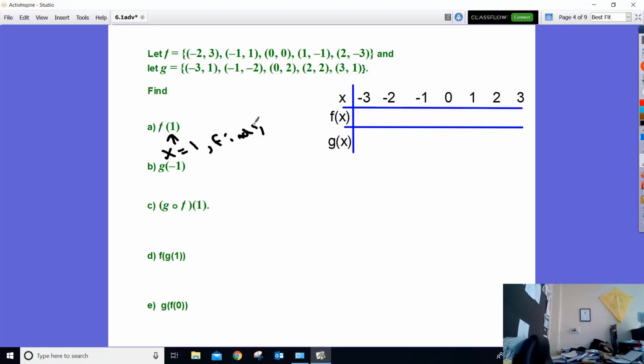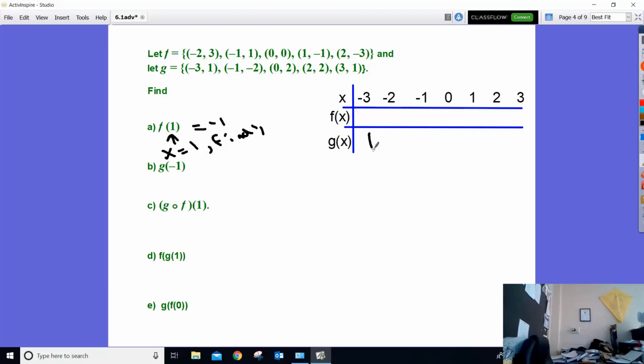Now, you can do that with the ordered pairs up there. Look at function f, the top one. When x is 1, what is y? There you go. But I want to move this over to a table. And I've got all the x values assigned here. I just want to write down in the table what things are. So when x is negative 3, does f have a value? Does f have a value when x is negative 3? No. Does g? Yeah, g has a value.